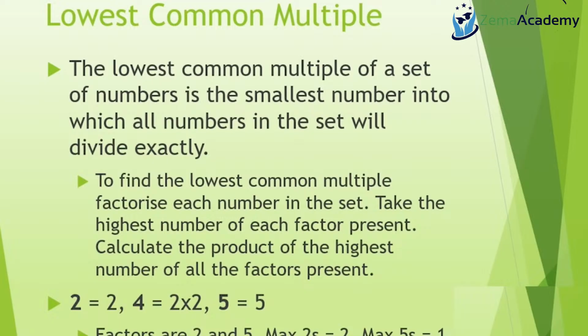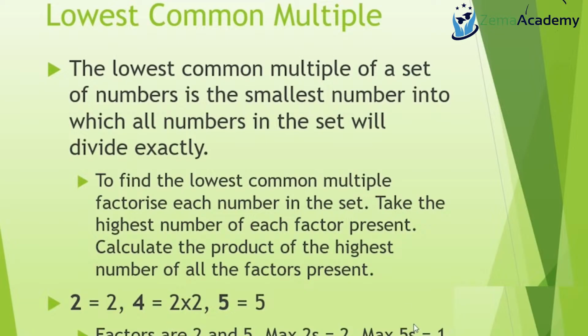So the factors here are 2 and 5. But now we have to count. We have to look at what's the highest number of 2s that are multiplied in any single factorisation there. And if I look, that would be two 2s. Two 2s is the highest number of 2s we multiply at any moment in that factorisation.